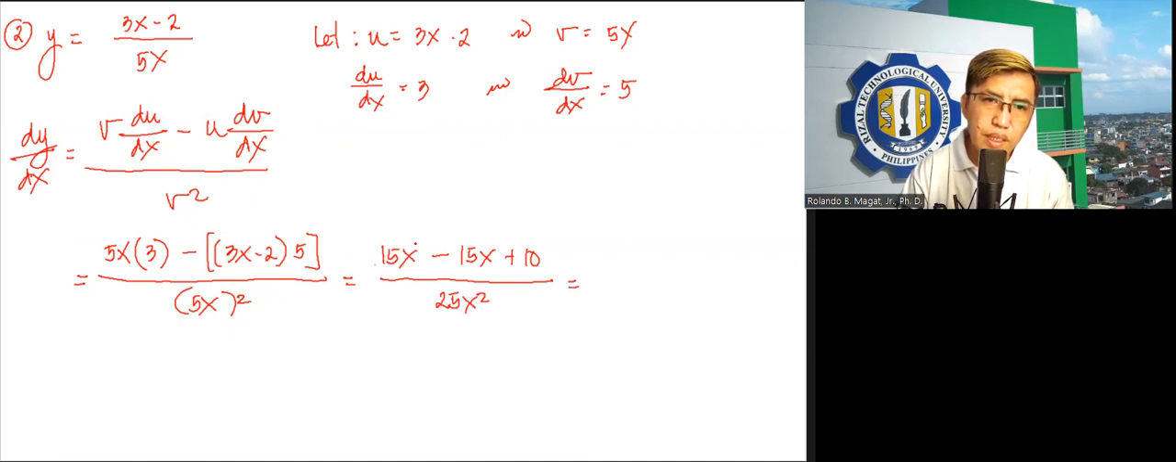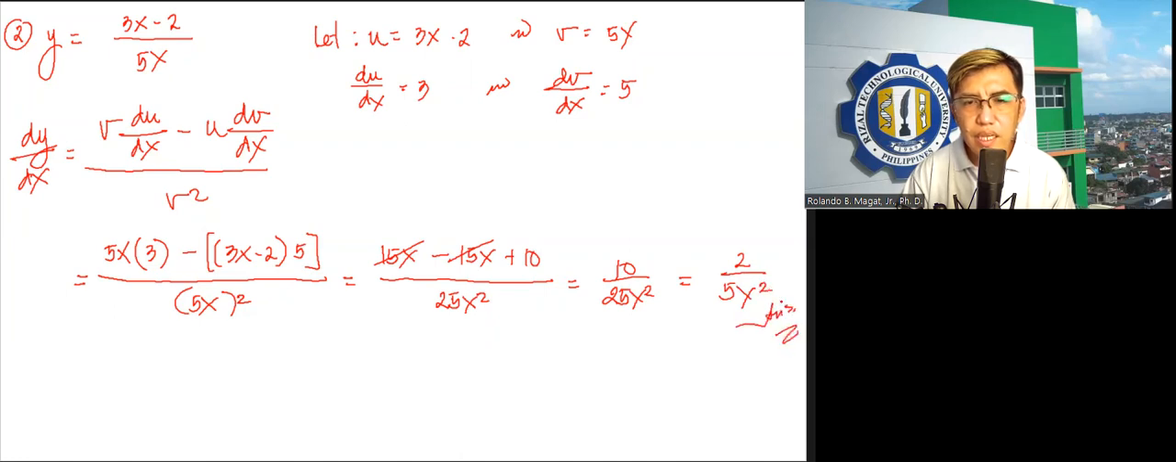Which is, you can cancel out 15x. So I have 10 all over 25x squared. And we can simplify that into 2 all over 5x squared. And this is the answer. Okay? Next.